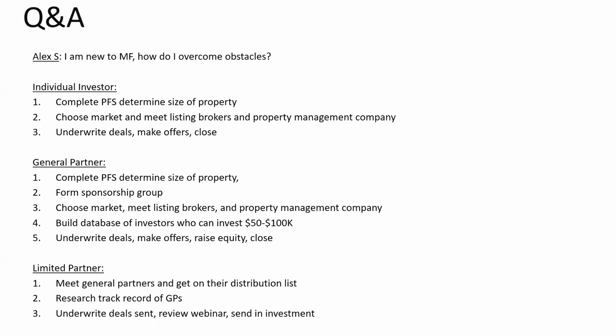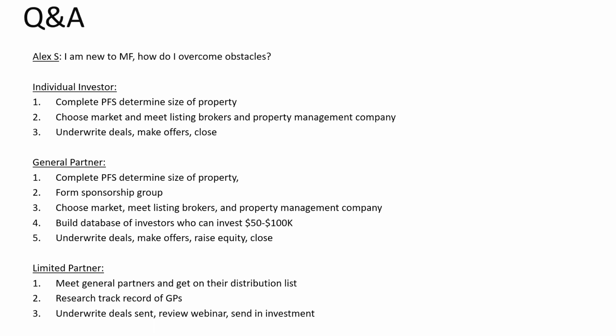Start there, right? And then number two is start choosing your market, start meeting listing brokers, property management companies, and then start underwriting deals and making offers. And general partner, it's a little different, right? So you complete your PFS, you determine, all right, how much can I buy on my own? And then you really have to start looking at forming your sponsorship group. So who's going to fill out the multifamily experience? Who's going to determine the net worth and liquidity? All those things, and then start going out and looking at deals, meet listing brokers and property management companies.